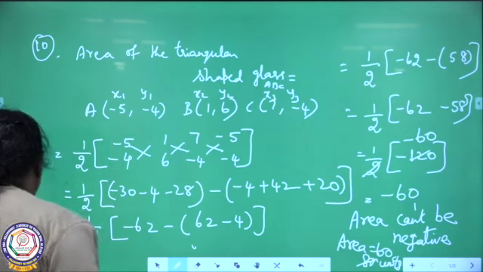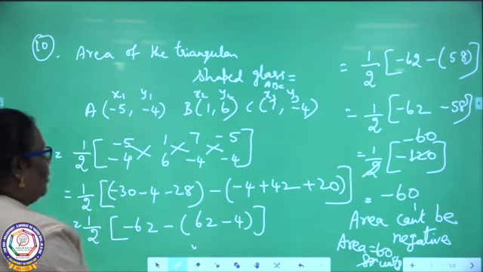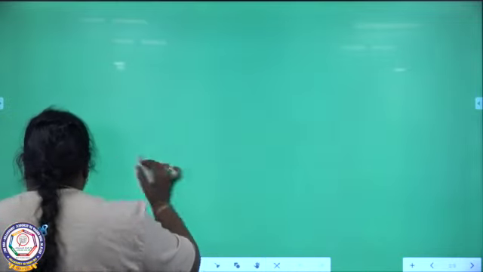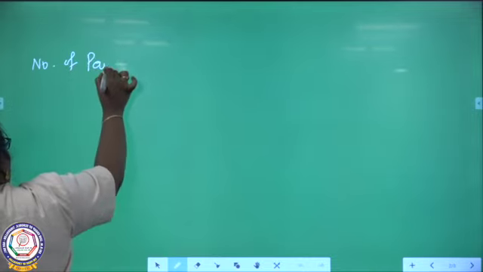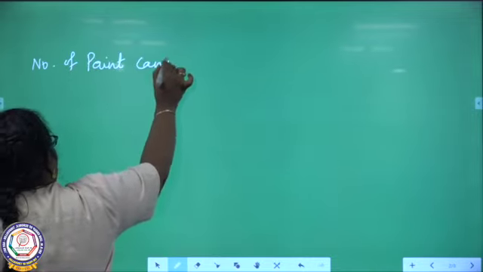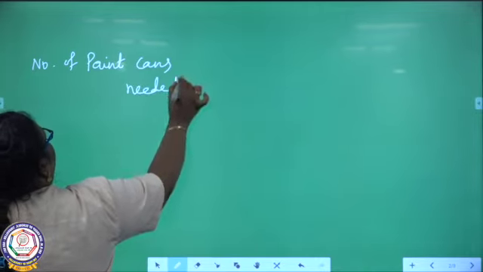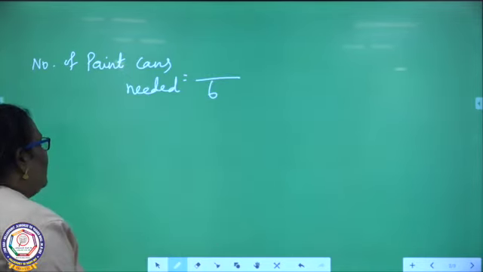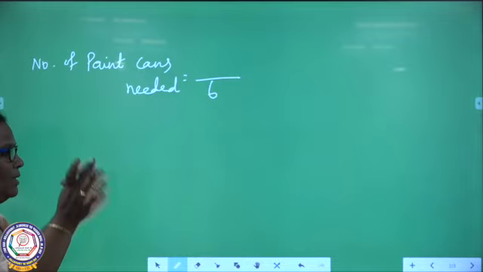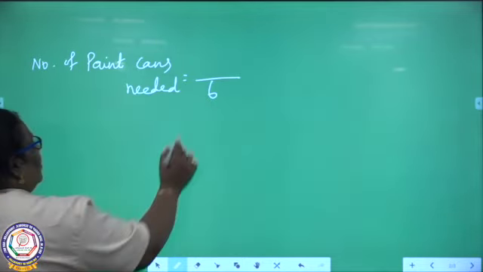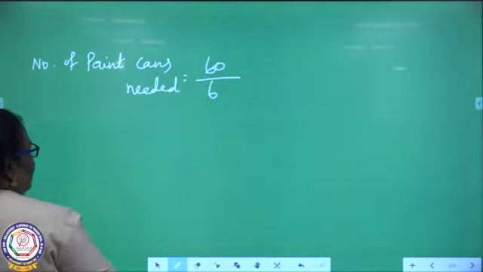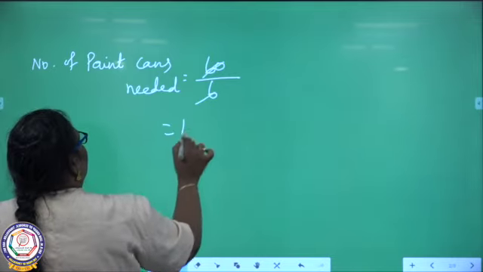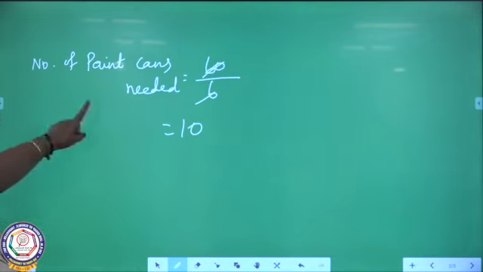Now we have to find the required number of buckets. The number of paint cans needed: because one bucket can cover only 6 square feet, and the area here is 60 square feet, we cancel that term. So it is 10. The number of paint cans needed is 10.